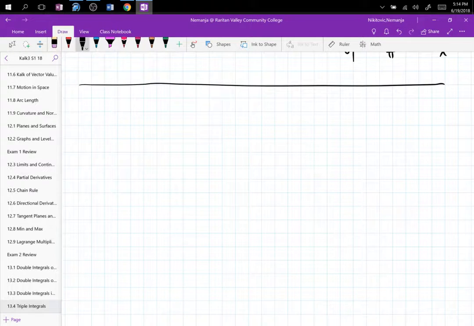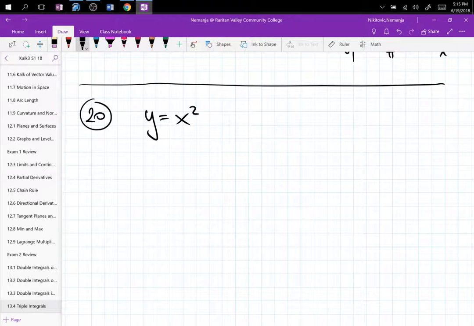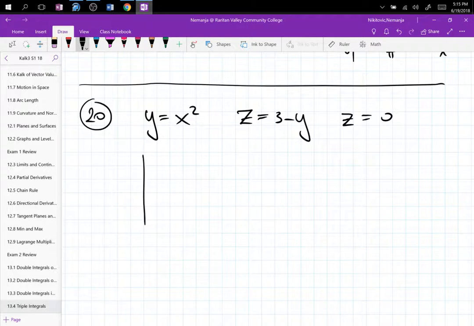Here's a cool one. Number 20. The wedge is bounded by the parabolic cylinder y equals x squared, and the planes z equals 3 minus y and z equals 0. All right, so what do we have as a result of this?